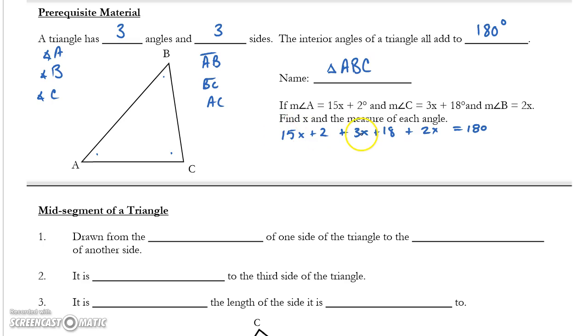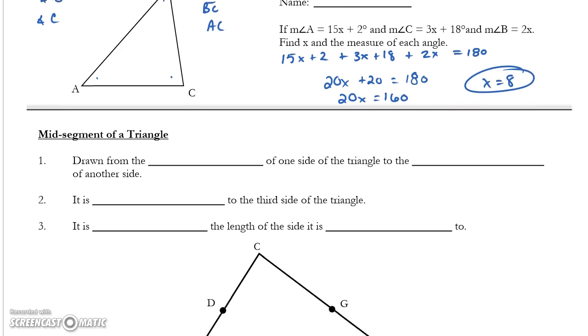Solving this, 15x plus 3x is 18x plus 2x is 20x. 2 plus 18 is 20. That equals 180. Subtract 20 from both sides. 20x equals 160. Divide both sides by 20 and x equals 8. Okay, that's our quick review, key concepts about triangles.